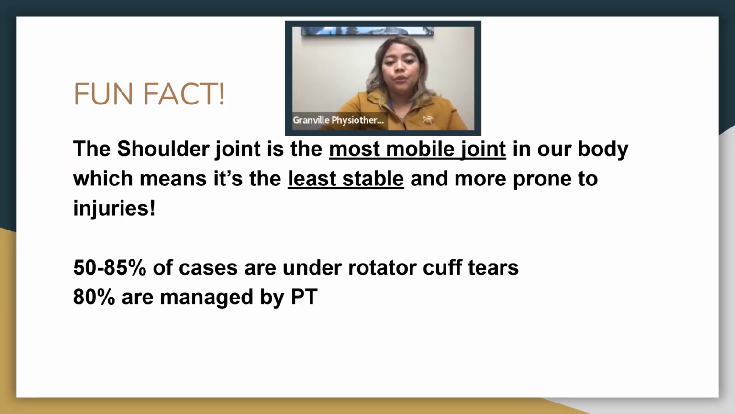Fun fact, the shoulder joint is the most mobile joint in our body, which means it is the least stable and more prone to injury. So our shoulder joint has lots of movements, but that also means it is the least stable. It's not only because it's the most mobile joint, but also because only one third of the ball of your arm bone, or humerus, is attached to the socket of the shoulder blade. So if there's weakness, wrong positioning, or a forceful movement, it can dislocate easily.